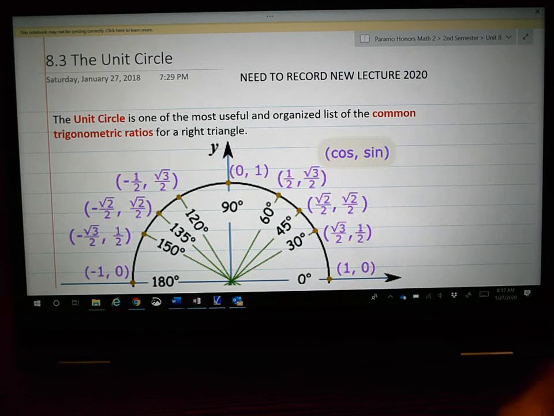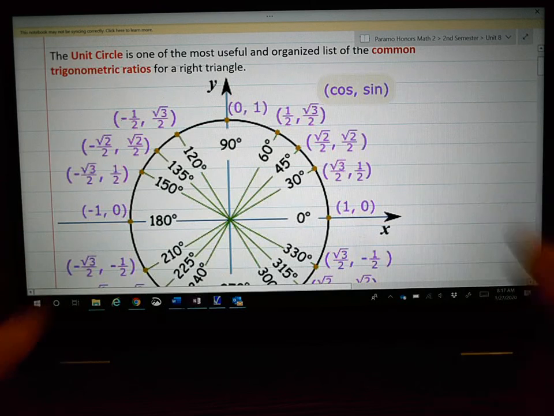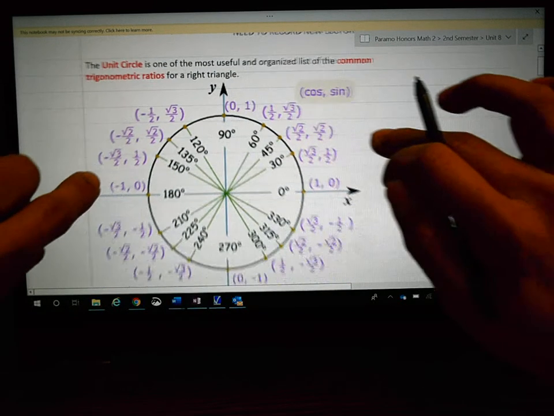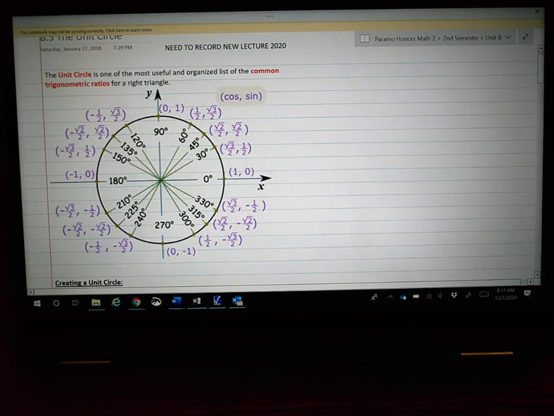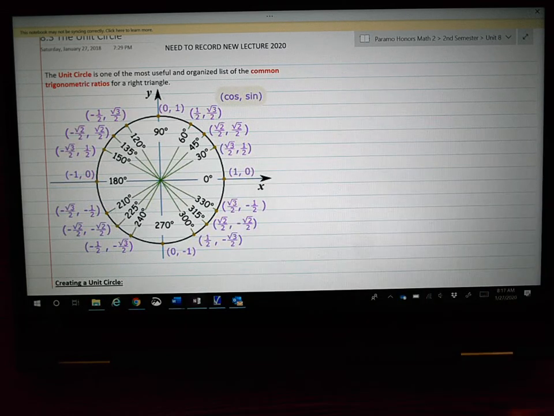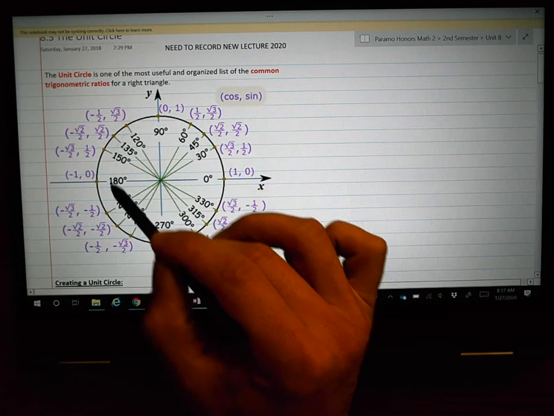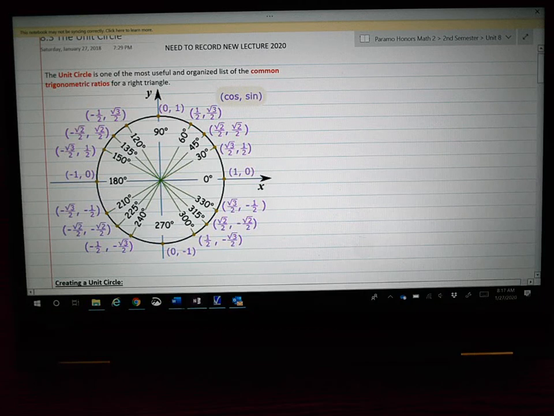8.3's notes have been updated since last year. I decided to actually put what the unit circle looks like with degrees only at the beginning of this lecture, because I want to start off with what is the unit circle. This is a unit circle, and this particular unit circle has all the angles measured in degrees.